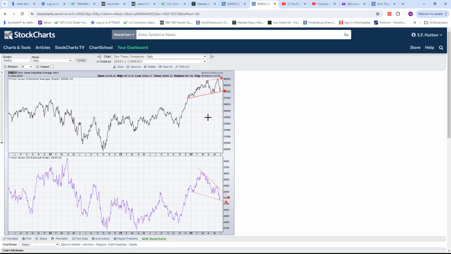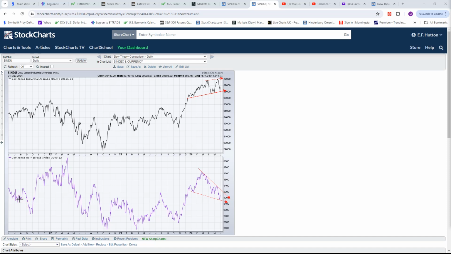Let's look at my take on the Dow theory comparison. The Dow theory is about 120 years old, developed and studied by Charles Dow. He used the Dow Jones Industrial Average, and the railroad average was the transportation mode back then.